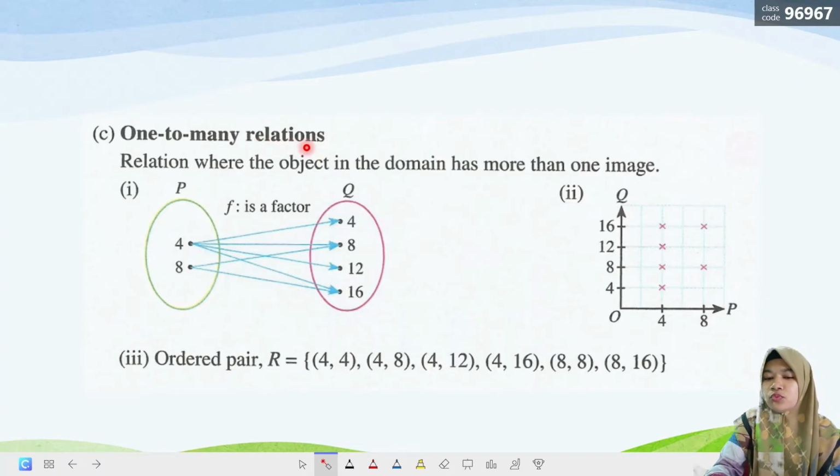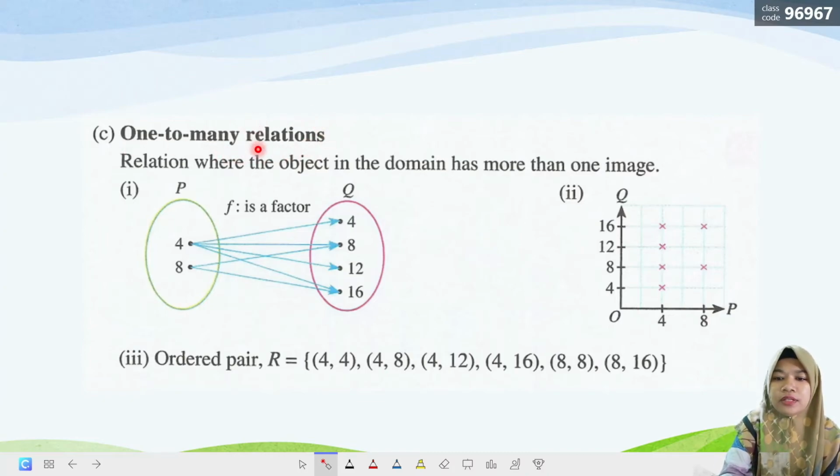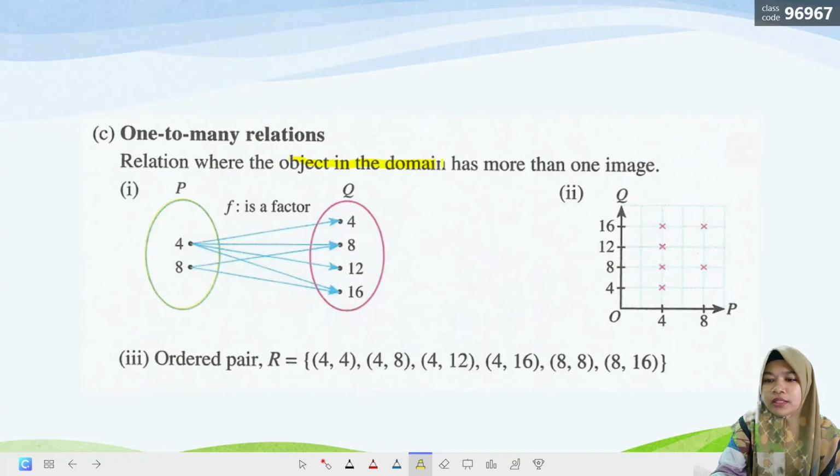Alright. Next is one to many relation. Kita tak sebut one to many function because one to many is not function. Okay, here is one to many relation. Okay, apa dia one to many relation? Where object in the domain has more than one image.